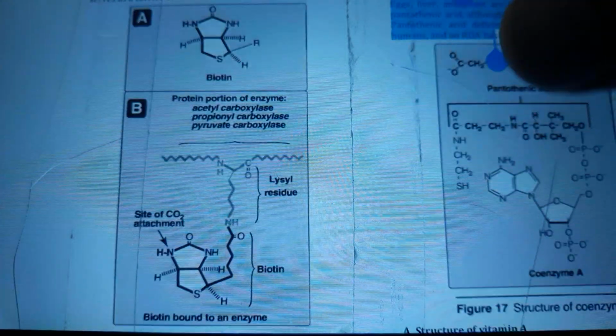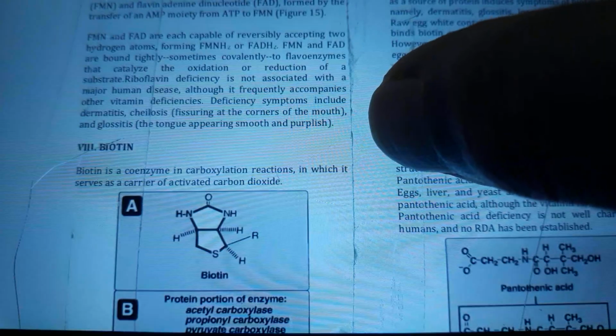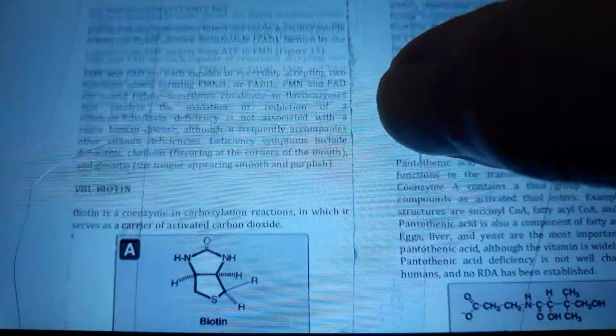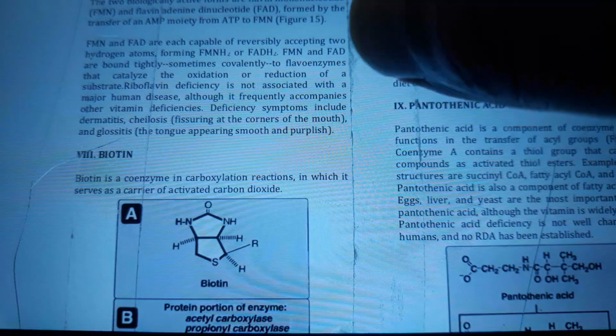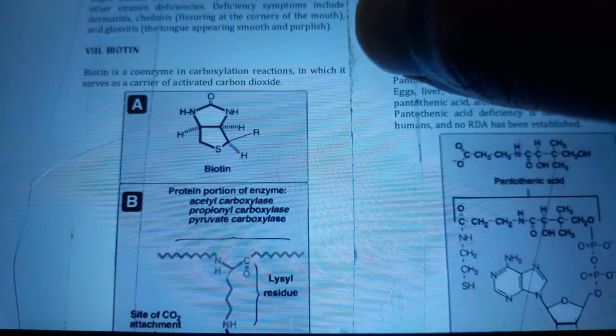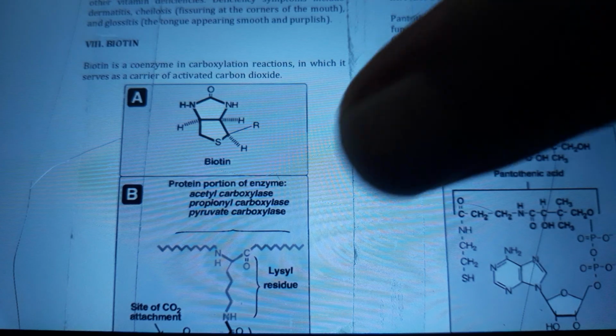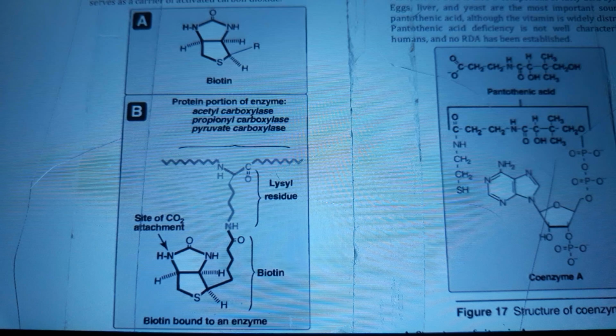Riboflavin deficiency is not associated with a major human disease, although it frequently accompanies other vitamin deficiencies. Deficiency symptoms include dermatitis, cheilosis, fissuring at the corner of the mouth, and glossitis, the tongue appearing smooth and purplish. Biotin is a coenzyme in carboxylation reactions in which it serves as a carrier of activated carbon dioxide.